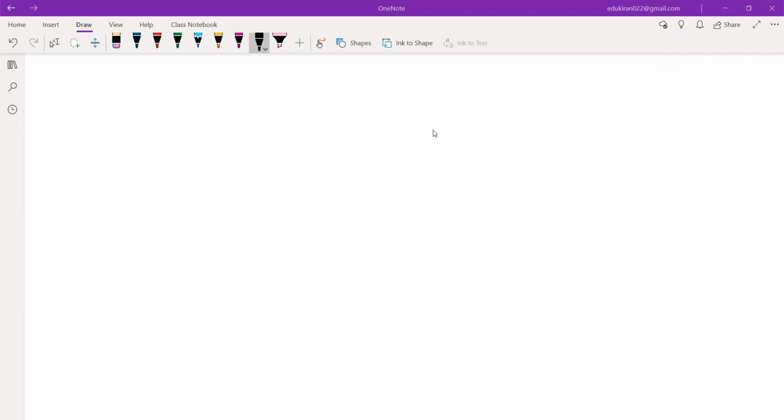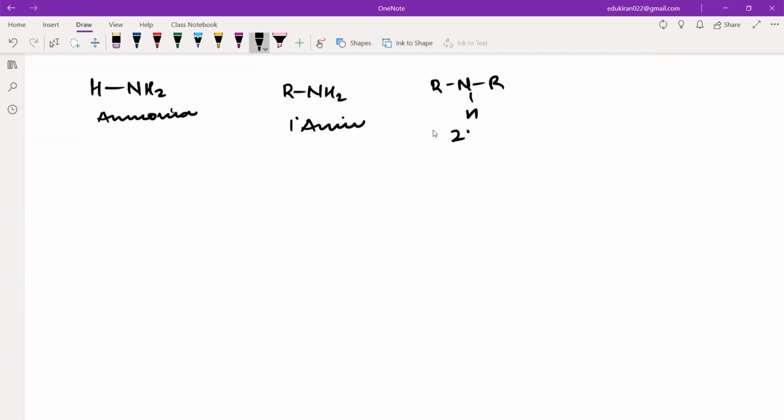So let us start with IUPAC nomenclature. Let me just write here that you have NH3. This is ammonia. Then you will have RNH2. This is 1 degree amine. Then you have R, N, R, and then H. This is 2 degree. Then you have R, N, R, and one more R. This is 3 degree amine.